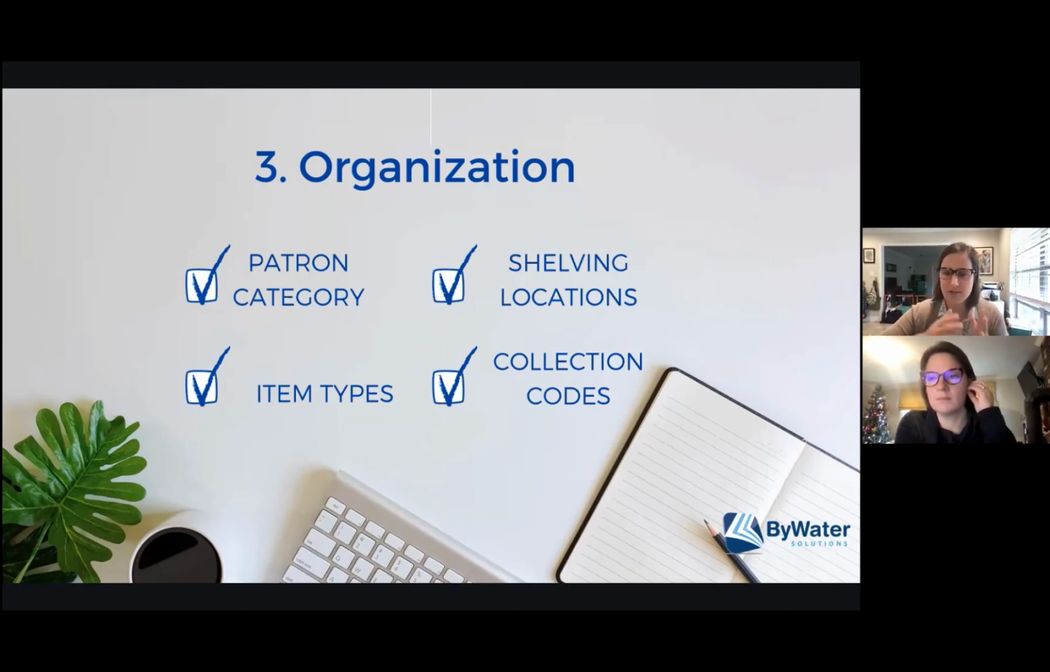Shelving locations, think about where does that item physically live in the library? Is it on the first floor or second floor? Is it in the adult section? Is it in the juvenile section? Is it in a children's room? This is where the user will be able to define and view where that item actually lives. Then you have your collection codes. Collection codes are what describe a collection. So let's say we have fiction or nonfiction or history or genealogy. These are all things that can be defined to help your user find exactly what they're looking for in the library.